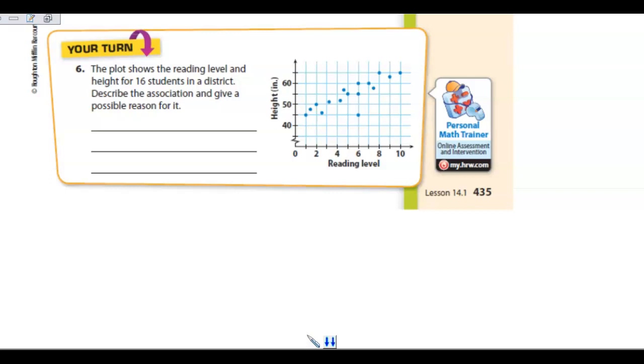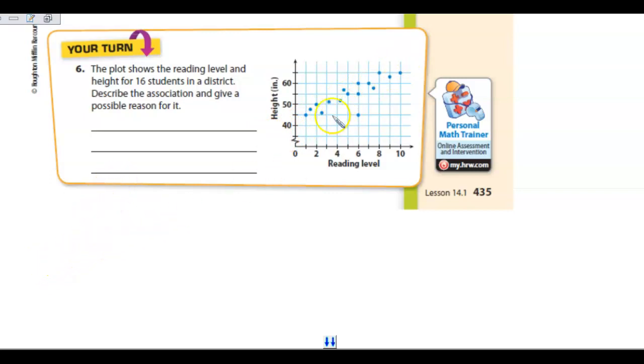But when they did the test, they measured the students and then had them take a reading test and measured their reading levels. What they found is that if you were shorter, you had a lower reading level, but as the reading level increased, your height also, for the most part, increased. And so the relationship is because of age. As you get older, you get taller, and as you get older, you have an increased reading ability. So the relationship is actually tied into your age or your growth as you mature.